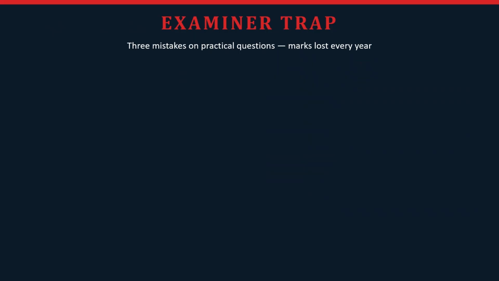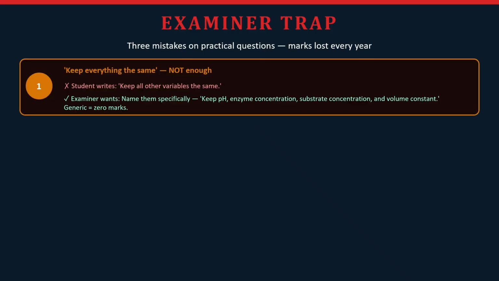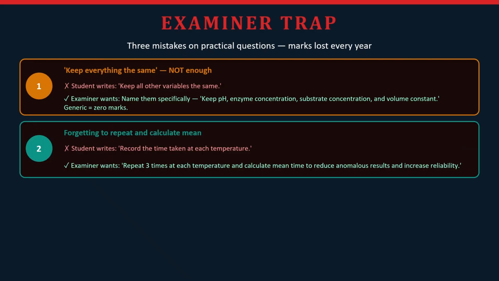Now this is the examiner trap time. Three mistakes on practical questions that cost marks every year. Trap 1. Keep everything the same is not enough. I see this constantly. Students write keep all other variables same and get 0 marks. Why? Because the examiner wants you to name the controlled variables specifically. Write it down as keep pH constant, keep enzyme concentration constant, keep substrate concentration constant, keep volume constant. Specific names are required.